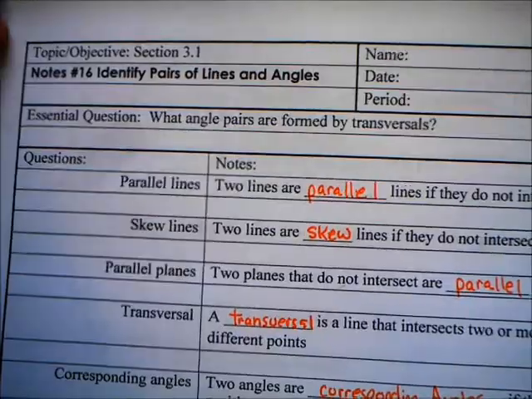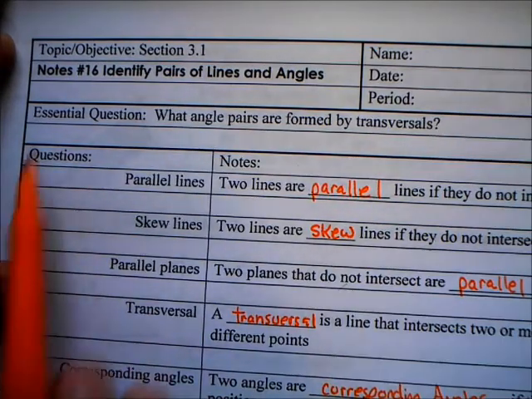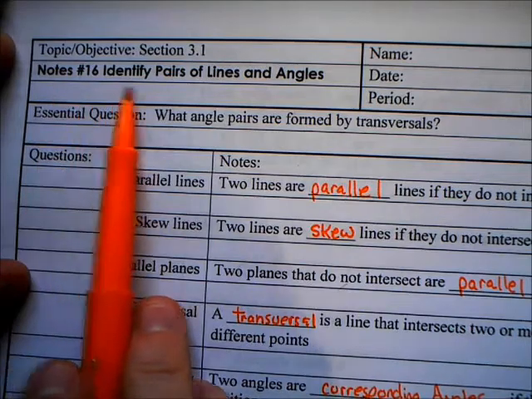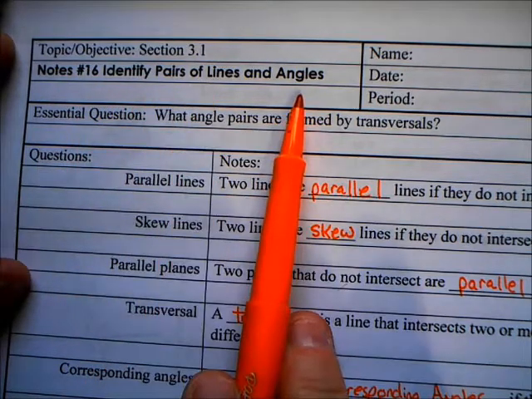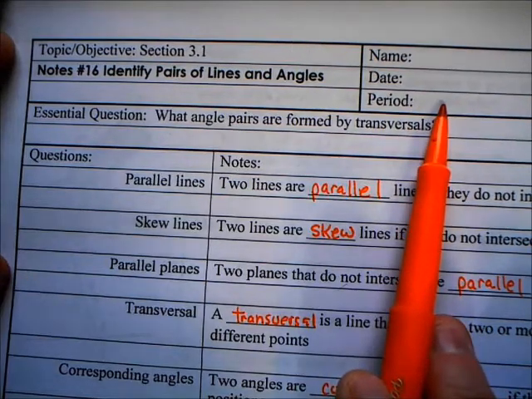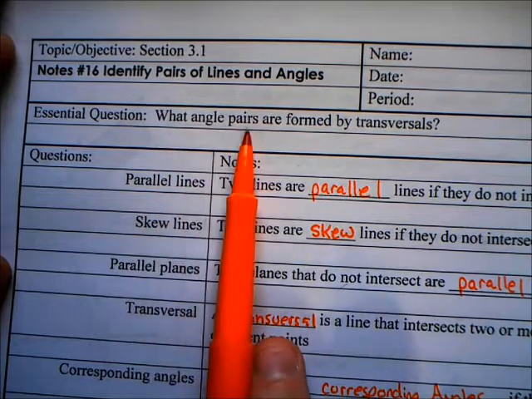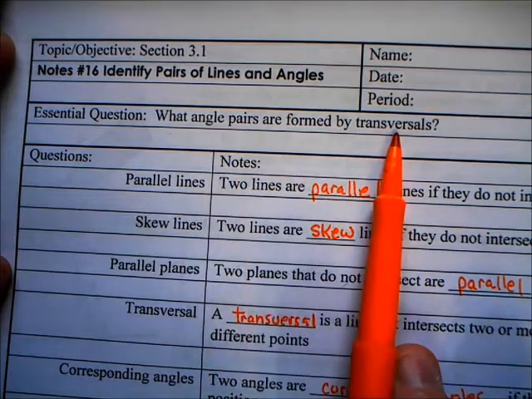Okay, this is geometry, the first notes for chapter 3. Note 16, identify pairs of lines and angles. Make sure you put your name, the date, and the class period. Your essential question is, what angle pairs are formed by transversals?